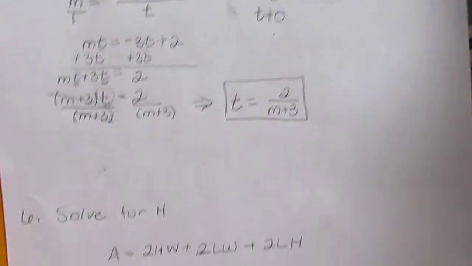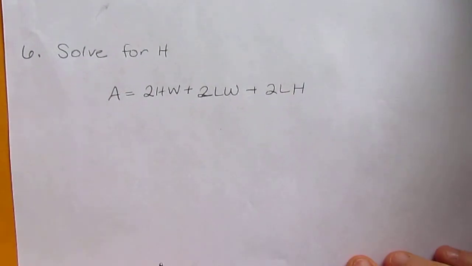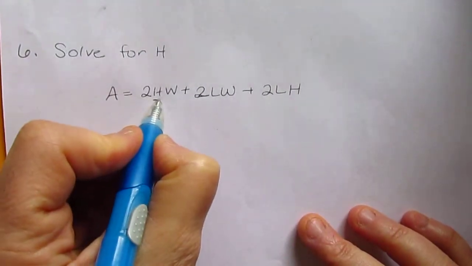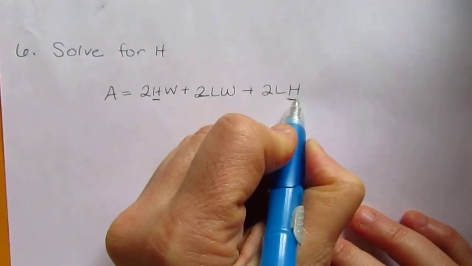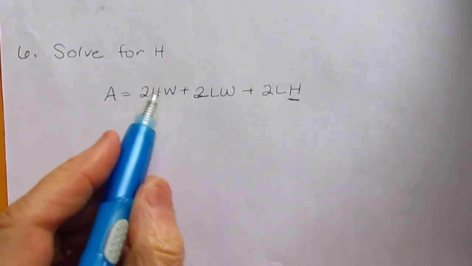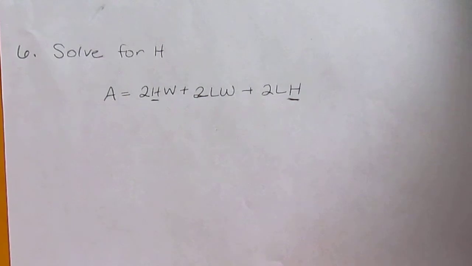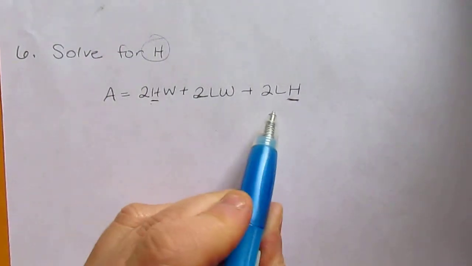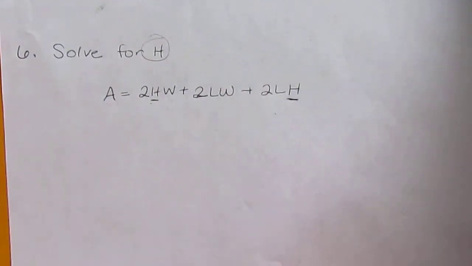Question number 6. Let's solve for h. Again, we've got an h over here and an h over here, and I'm hoping that you recognize this as the surface area of a rectangular solid. There's 2 h times w's, 2 l times w's, and 2 l times h's. I need to solve for h. So I'm going to keep the h's over here, which means I have to put him over there.